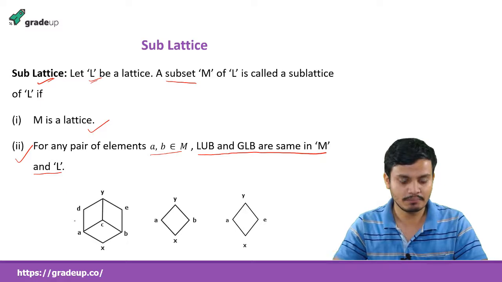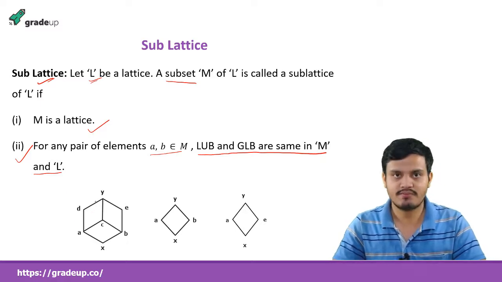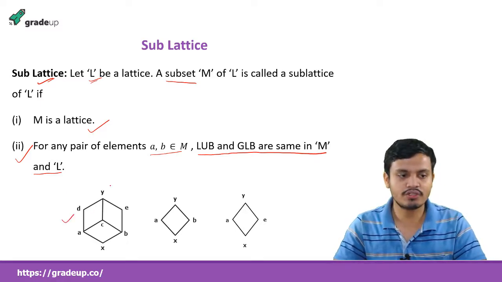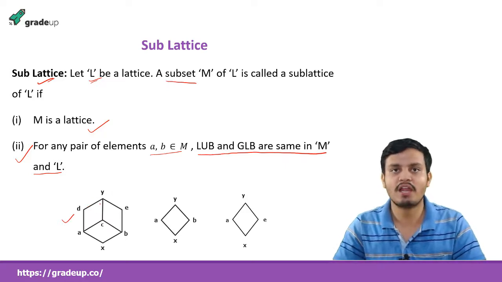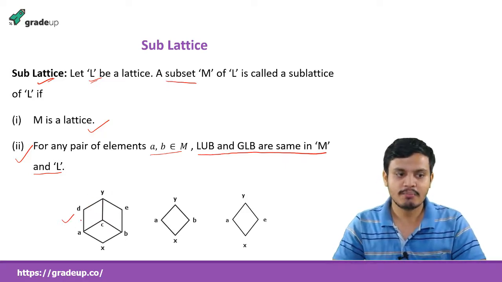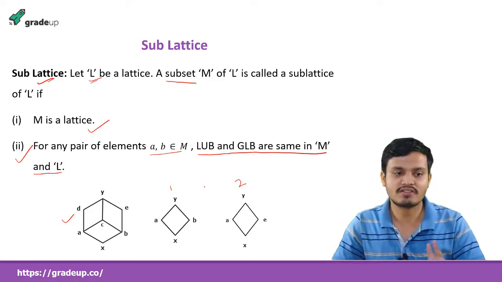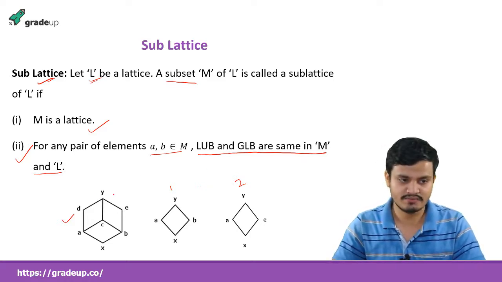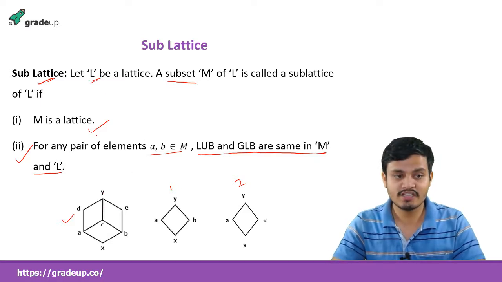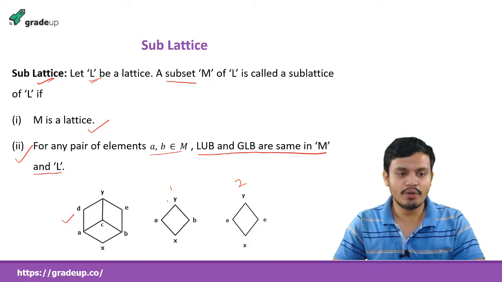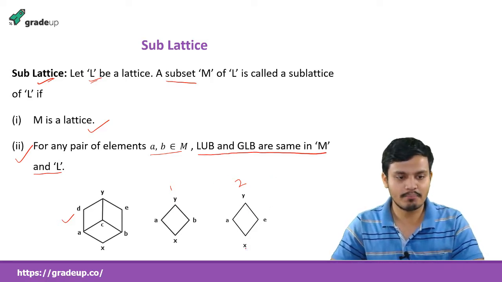See this example. This is a lattice. If you have any doubt, try to find LUB and GLB for every pair of elements, and this is a lattice. Now I take two subsets of this lattice. This is the one subset, and this is the second subset. Now you need to identify which of them is a sublattice of this lattice. The definition is written here. Try it yourself, and I will do it. First we will see the second example.